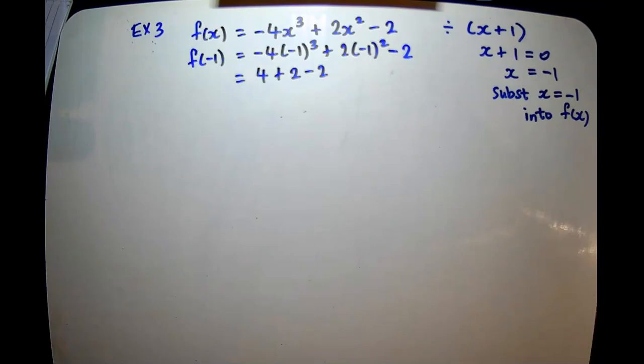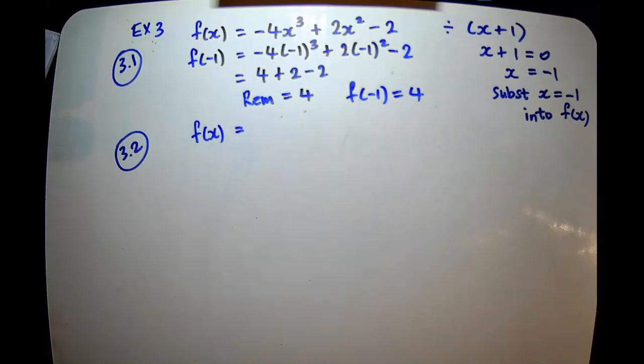So plus 4 plus 2 minus 2. The remainder is equal to 4. So f of minus 1 is equal to 4. This means we have a remainder of 4. We didn't get a remainder of 0. Therefore, x plus 1 is not a factor.